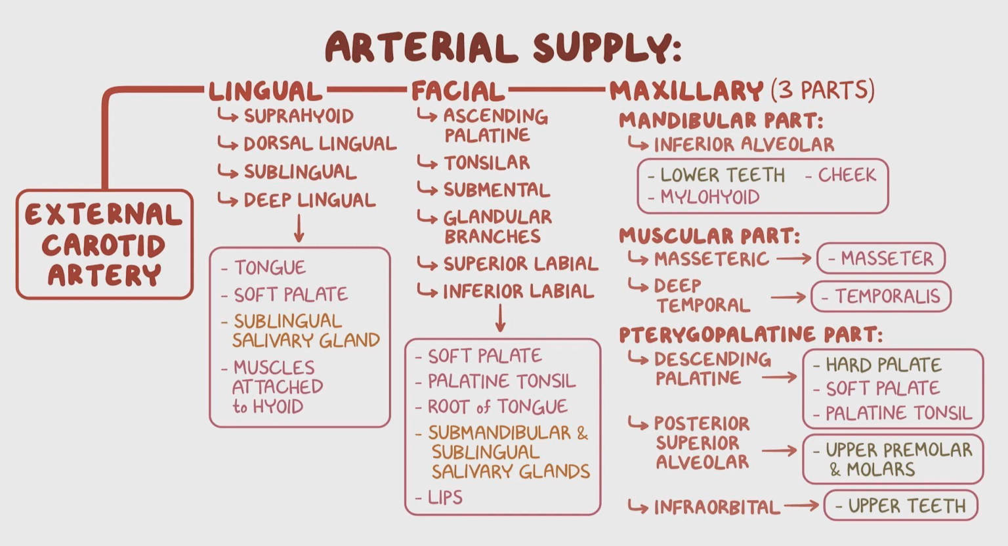The pterygopalatine part gives away the descending palatine. It supplies the hard palate, soft palate and palatine tonsil. The posterior superior alveolar supplies the upper premolars and molars, and the infraorbital supplies the upper teeth.